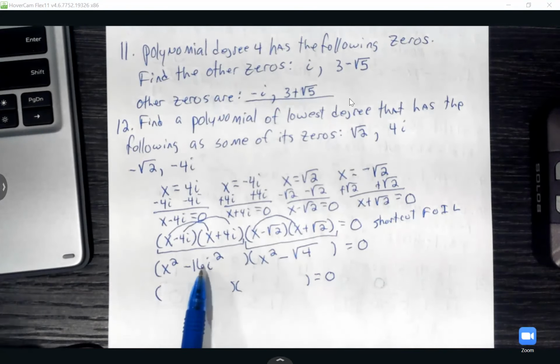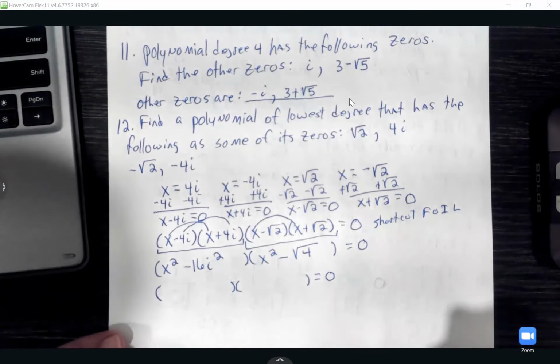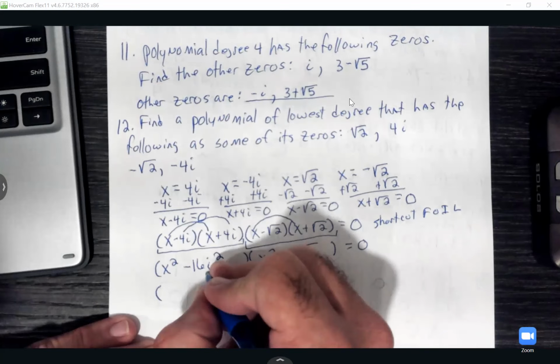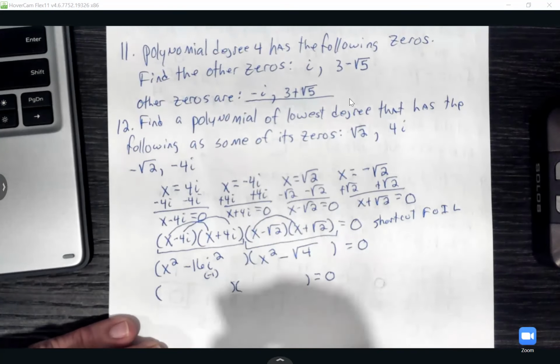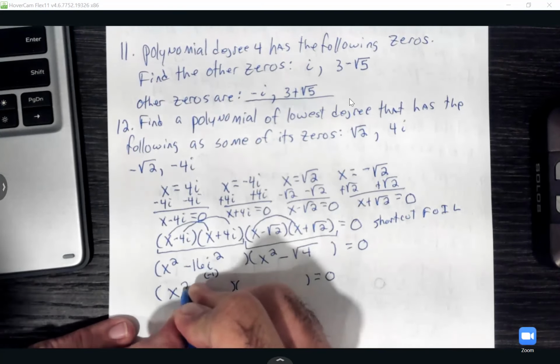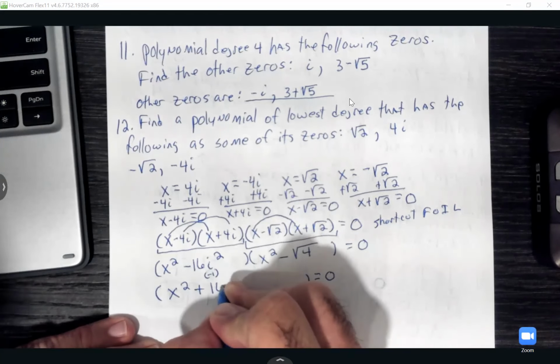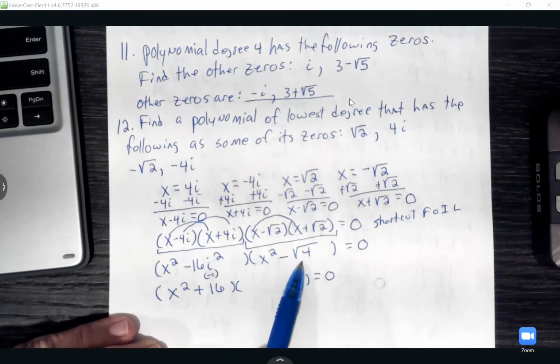Here's my question. You got a negative 16i squared here. What is that going to turn into? A negative 1 to be a positive 16. There you go. Y'all, you got to treat the i squared as a negative 1. So that's going to give me an x squared plus 16. And over here, well, y'all can take the square root of that 4, right?